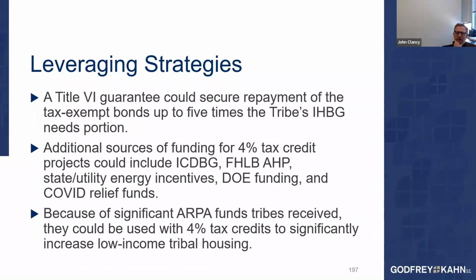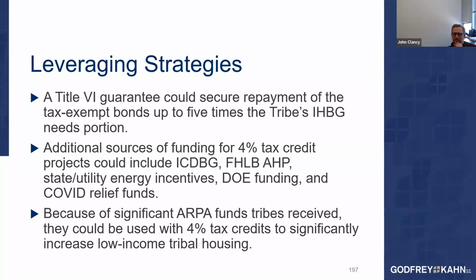So there's a couple ways to think about this. You could think about your Title VI guarantee, to secure the repayment of bonds up to 5 times the block grant needs portion. That can be valuable, but then you still have to pay back a loan on it. So it's probably questionable, except for maybe a small gap trying to fill that in, just like you might have a small gap that remains on the 9% project. So the real question is, do you have other significant sources of funds that are grants or things you don't have to pay back? And there probably are things to think about in this area.